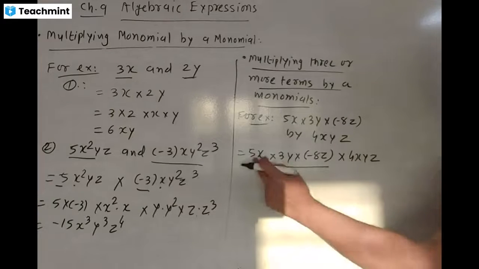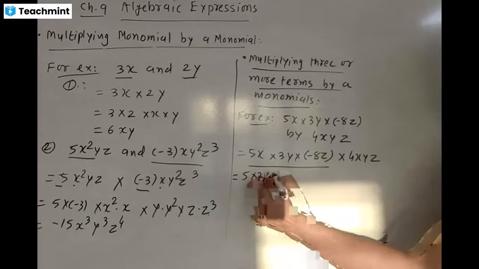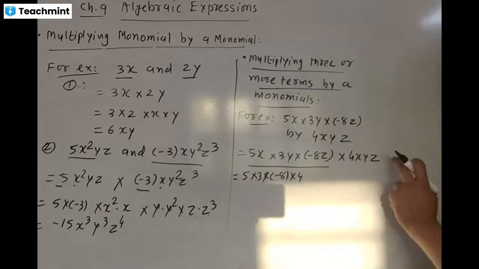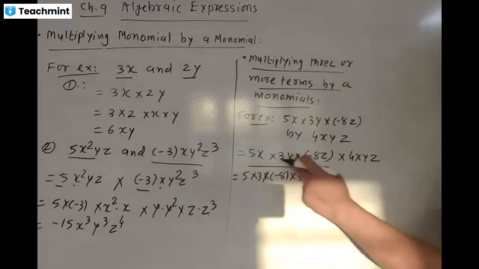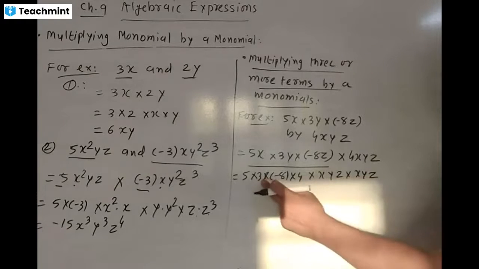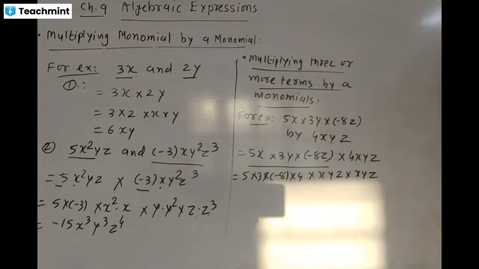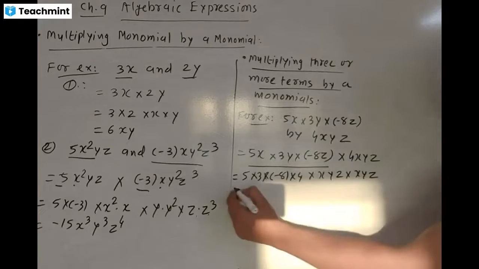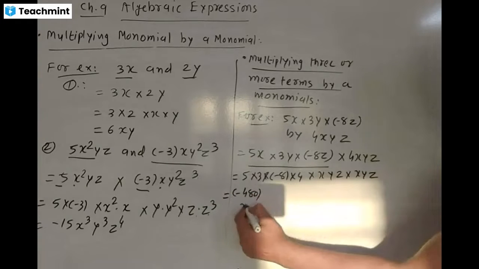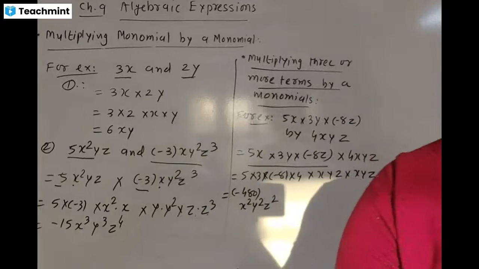So here 5 into 3 into minus 8 into 4, and multiply with x multiply y multiply z, and xyz multiply with xyz. So 5 times 3 is 15, 15 times 8 times 4 is 32, 32 into 15, that is minus 480. That is negative 480 xyz into xyz, that is x square y square z square. And that is the final answer.